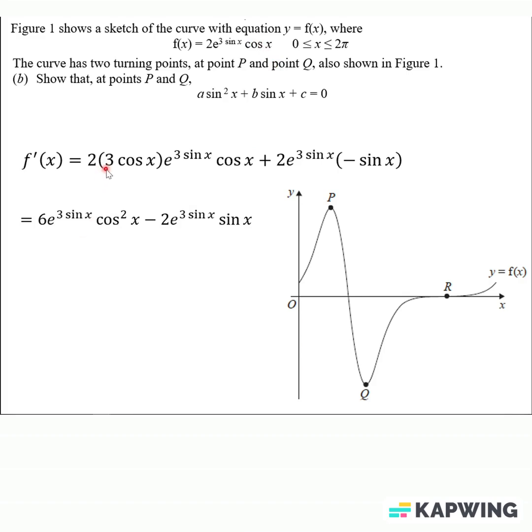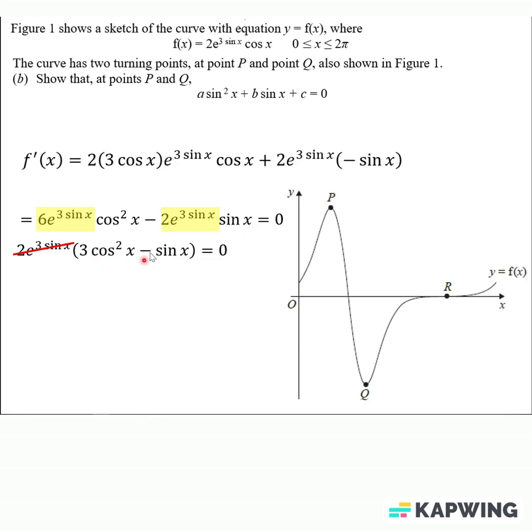I've got 6 e to the 3 sin x times cos squared x, minus 2 e to the 3 sin x times sin x. Now I want that to be equal to 0 at turning points P and Q. But I can factorise it a little bit because they've both got a 2 and an e to the 3 sin x. So I can take those out as factors, leaving me with 3 cos squared x minus sin x. I can forget about the other term, and that's going to be equal to 0.